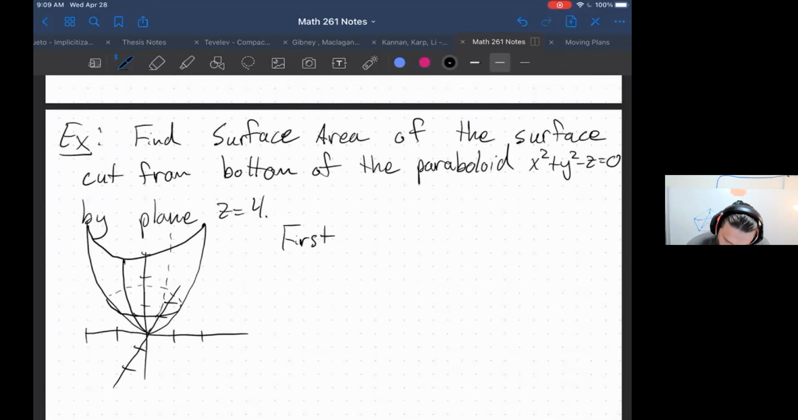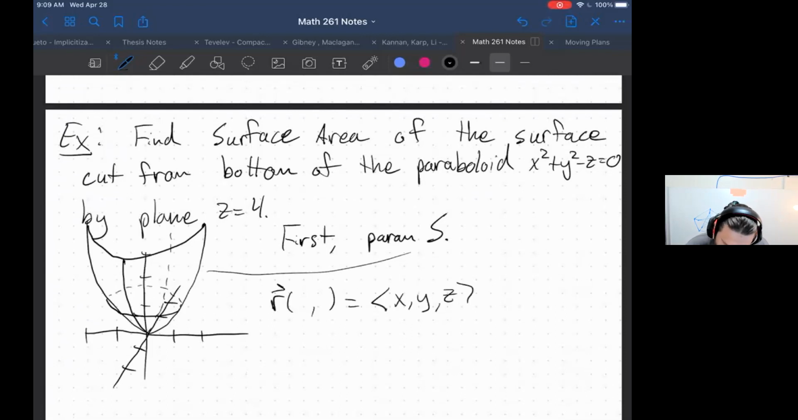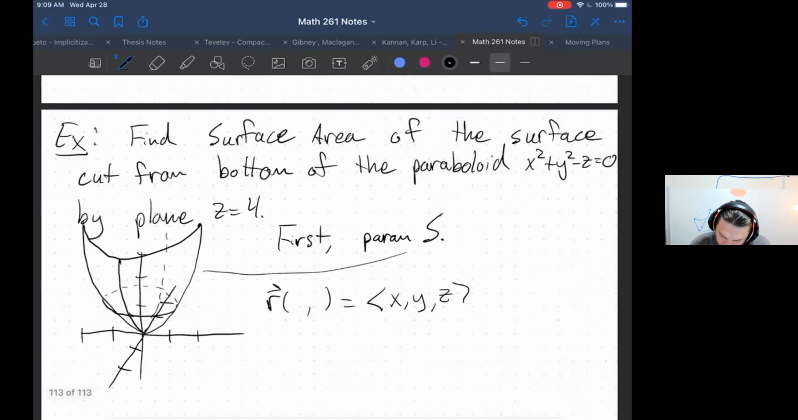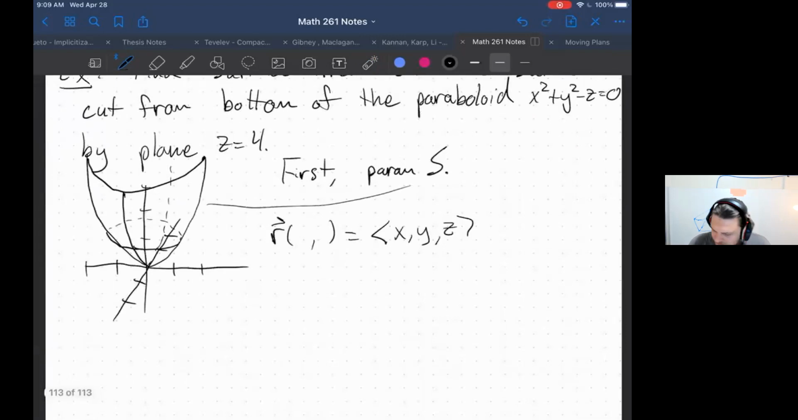So the first thing we need to do is parameterize the surface. This is what we're calling S here. Again, we want to start out with r of blank blank equal to a vector xyz and try to use this equation, because that's all we're given here, to help us out. Well, here we can see that we can easily solve for z. z is equal to x squared plus y squared from this equation. So that's a good first step.